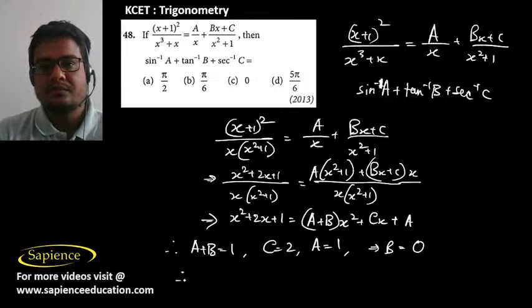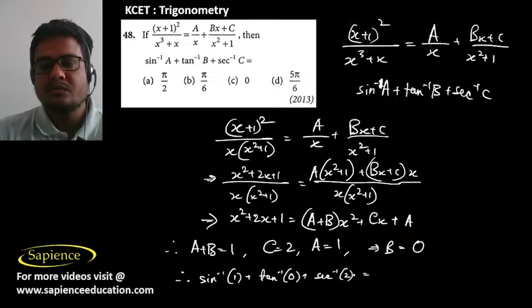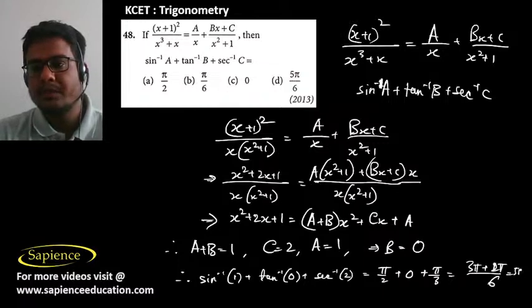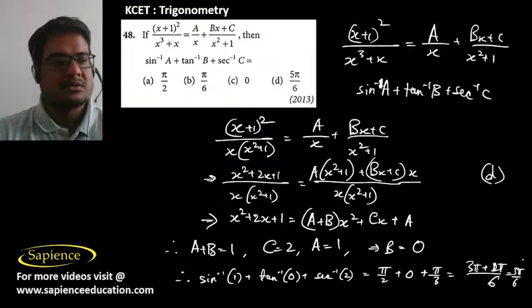Therefore sine inverse 1 plus tan inverse 0 plus sec inverse 2 will be equal to, sine inverse 1 means pi by 2, plus tan inverse 0 is 0, plus sec inverse 2, which is cos inverse half, that is same as pi by 3. So pi by 3 plus pi by 2, we take the LCM, that is 6, so 2 pi plus 3 pi, that is equal to 5 pi by 6. So option D is the correct answer.